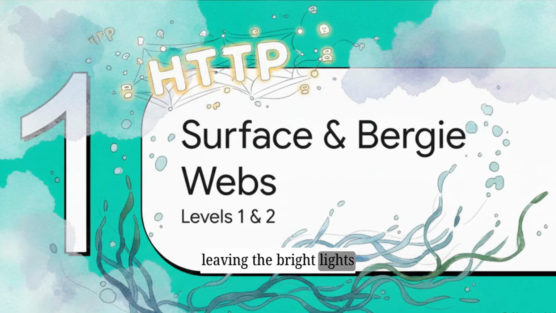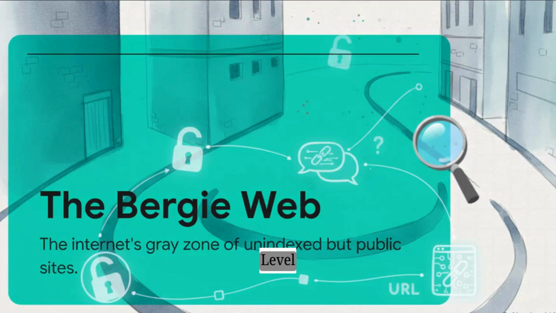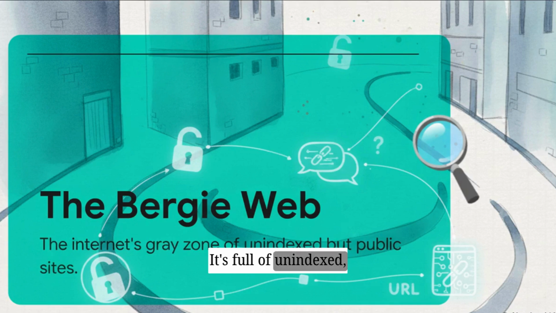We're leaving the bright lights of Level 1 and dropping into Level 2, the Bergie web. Level 2 is widely known as the Bergie web. Think of this as the internet's gray zone. It's full of unindexed, but technically public sites. Basically, you've just stepped into a digital side alley. You won't find these places via a simple Google search. You need an exact URL or a specific link passed around in a forum just to get your foot in the door.